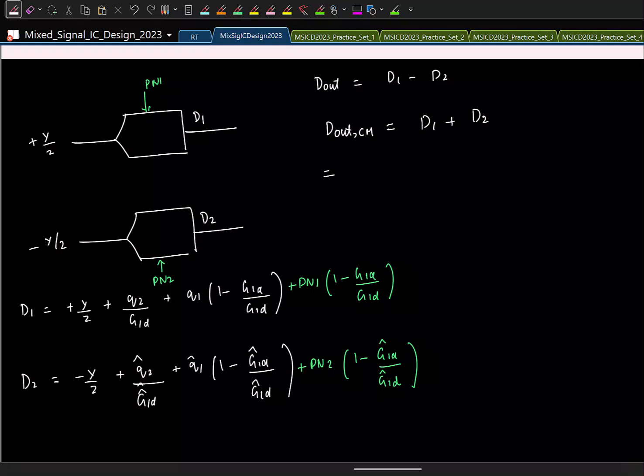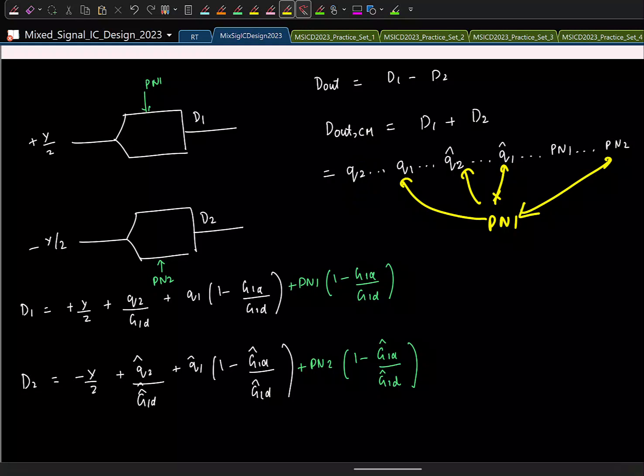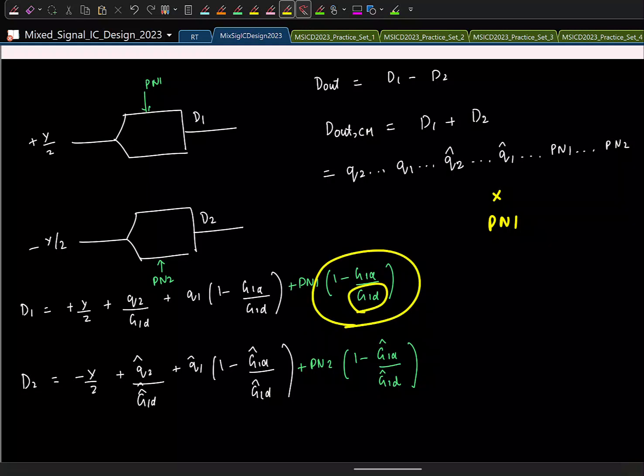Now what will the signal here be? I'll have something with Q2, something with Q1, something with Q2 hat, some term with Q1 hat, something with PN1, and some term with PN2. So now if I correlate this with PN1, these terms will go to 0, and only the term with PN1 will remain. So I'll basically get this alone, and from this I can get how I should change my G1.